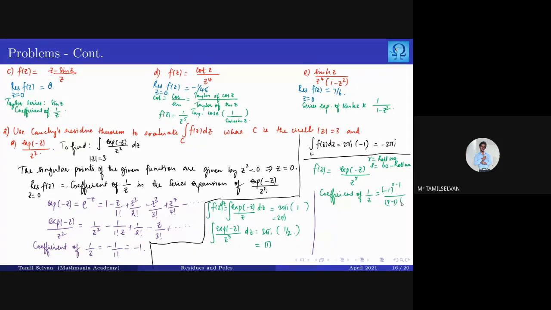If you have worked it out on your own, just substitute your r value into it and check. When you multiply your 2 pi i with this quantity, that is going to be the integral value of this function. So if you have to find the integral value of this function, you just multiply 2 pi i with this quantity. Okay. Shall we go to the next problem? Yes, sir.